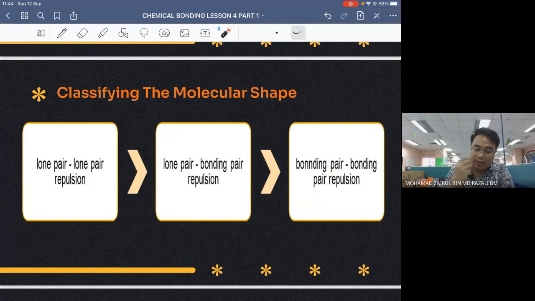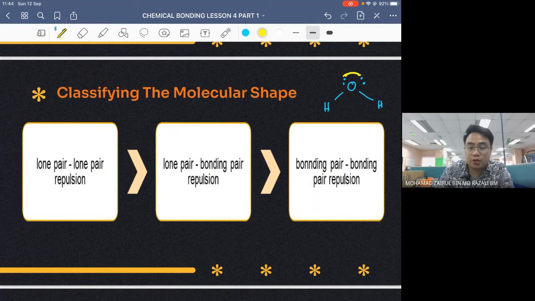So let's say kalau saya ada H2O, Lewis structure for H2O. So H2O we have two lone pairs on the central atom. So the repulsion between lone pair and lone pair ini is the strongest. Sebab apa? Sebab lone pair dia tak terikat dengan nukleus.